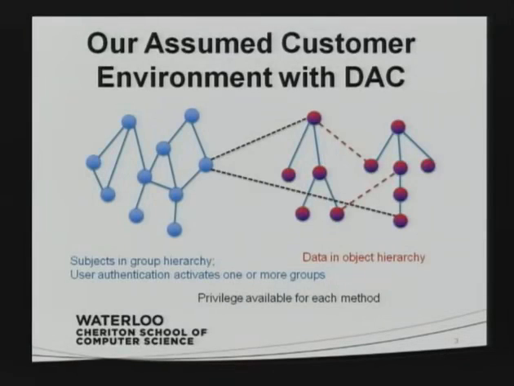The privileges that we have are assumed to be available for each method that you have on the object. For simplicity, let's think of this as an object database, and so every object has a pile of methods that can be used on that object. And for every one of those methods, either you have the privilege to execute that method or you do not have the privilege to execute that method on that object.